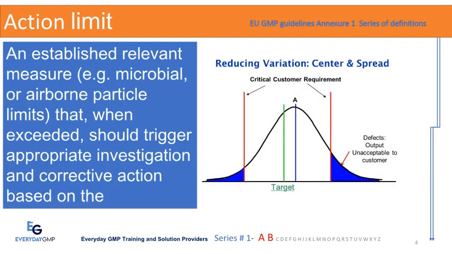Action limit: an established relevant measure, e.g. microbial or airborne particle limits, that, when exceeded, should trigger appropriate investigation and corrective action based on the investigation.